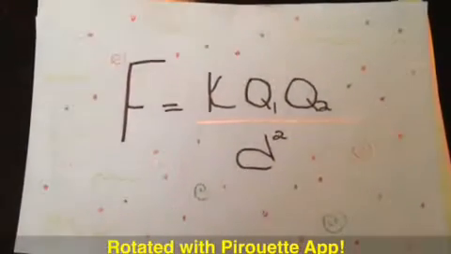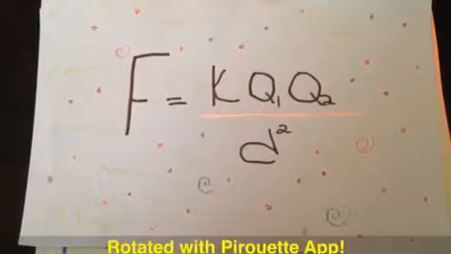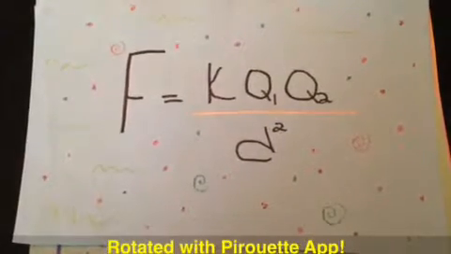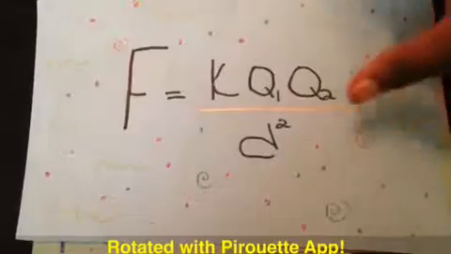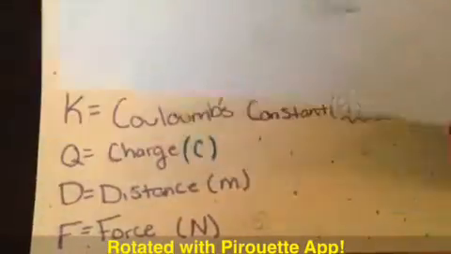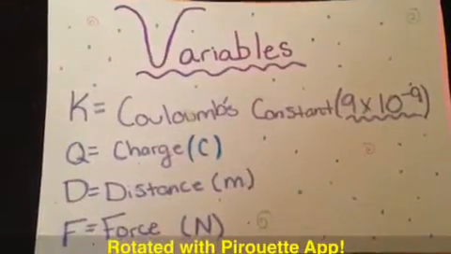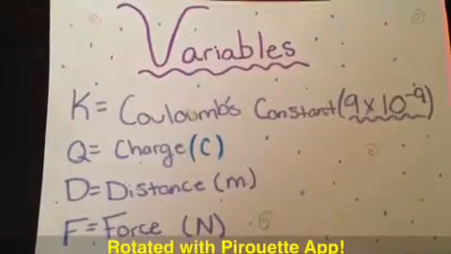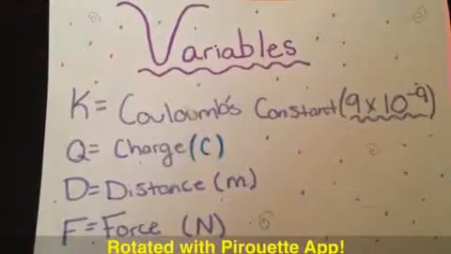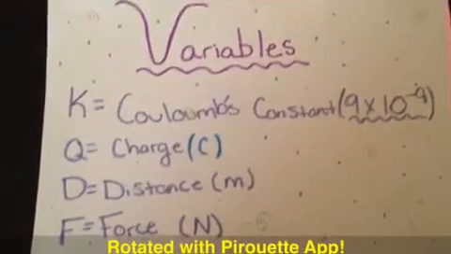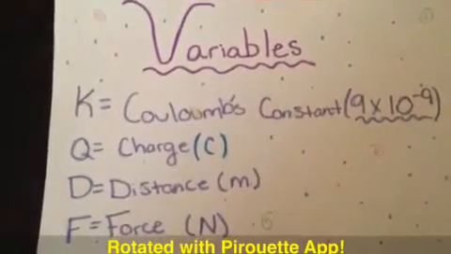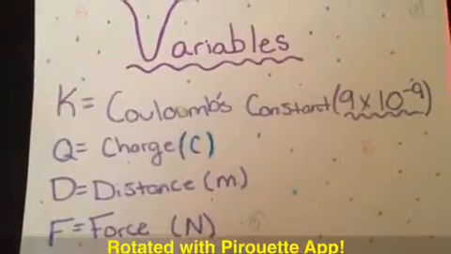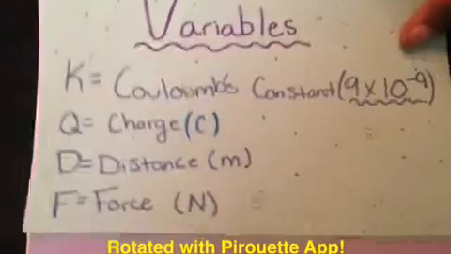So, Coulomb's law equation is noted as F equals K times Q1 times Q2 divided by D squared. The variables of that equation are K equals Coulomb's constant, which is 9 times 10 to the negative 9. Q is the charge, which is measured in coulombs. D is the distance measured in meters, and F is the force measured in newtons.